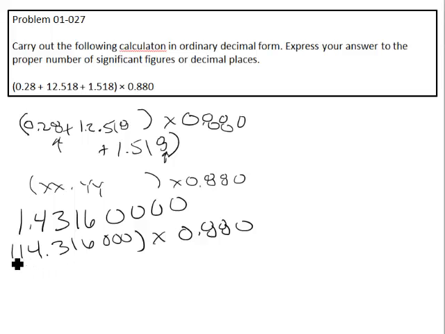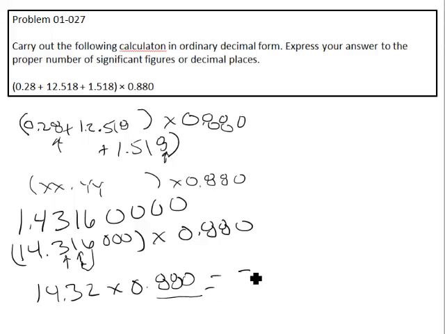Now that we've simplified the expression inside the parentheses, we need to report it to the right number of significant figures. Remember, this is good only to the hundredths place. This is the tenths, that's the hundredths. So this answer really rounds up. So this becomes 14.32 multiplied by 0.880. 3 significant figures there. So our solution, once we do our multiplication, can only have 3 significant figures, whatever that multiplication turns out to be. So whatever comes out of your calculator, you've got to round that off to 3 significant digits.